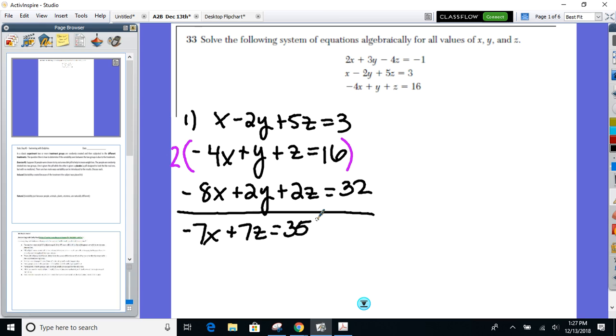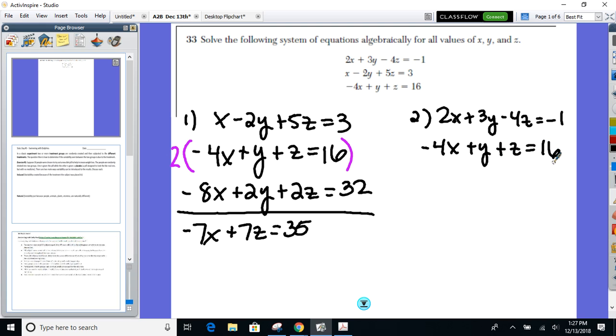You have to eliminate y again, but in 2 new equations. All right, 2 new equations. So this one, I took the first one, 2x plus 3y minus 4z equals negative 1. And I compared that with the last one again, negative 4x plus y plus z equals 16.